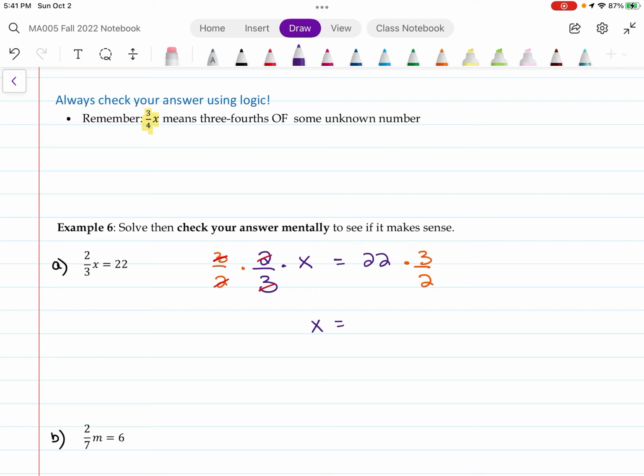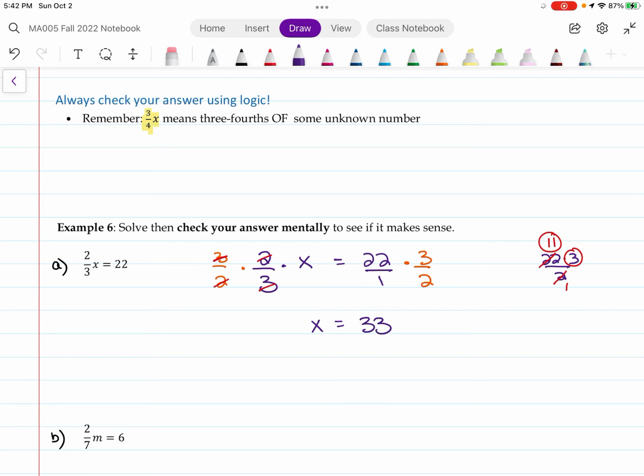So I get x equals, now on the right side, remember this is over 1. So what this really is is 22 times 3 over 2, right? So now we can think, how many 2's go into 2? 1. How many 2's go into 22? 11. And on top, I've got 11 times 3 over 1. All right, so 11 times 3 is 33.